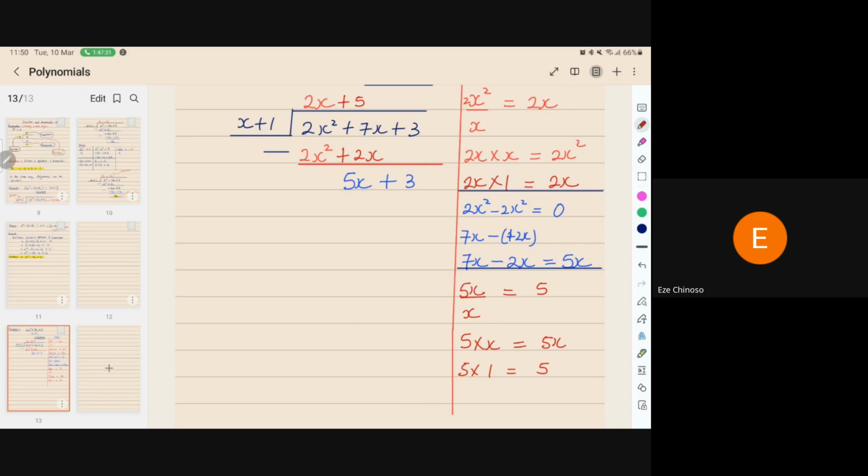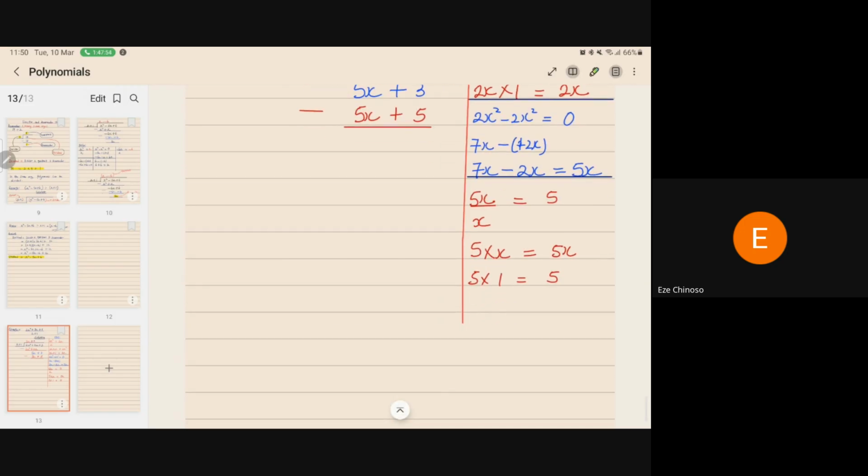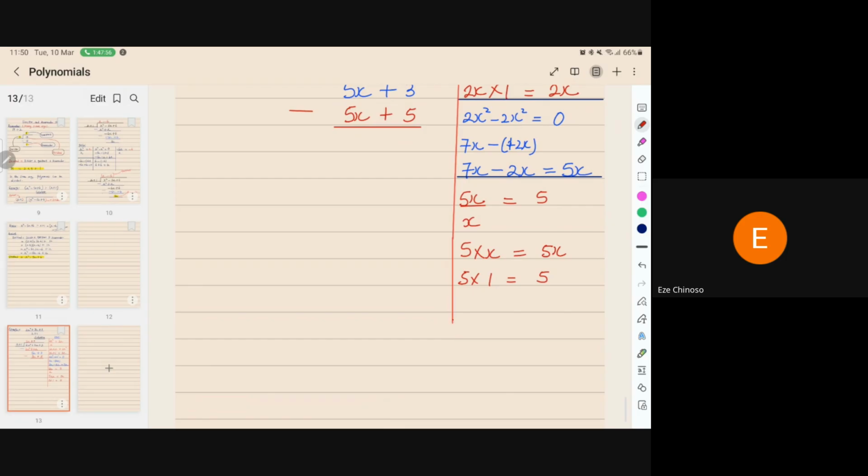Are you there now? Plus 5 there. Because, okay, 5x divided by x is 5. 5 times x will give me what? 5x. Then 5 times 1 is equal to 5. Are you there, guys? Now we'll do what? We subtract. So when I subtract, what will I do right here? Anybody confused? I hope everybody is following the way they should.